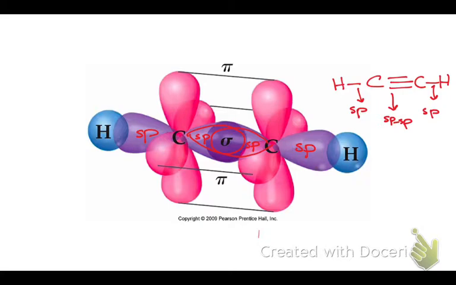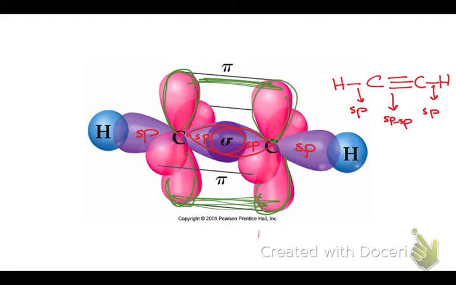Now, I'm going to make this one green. One is this p orbital that is perpendicular, and it makes this overlap right here, and that is 1 pi bond. The other p orbital, so if that was the pz, px will be sticking out towards you and going away from you on the plane.